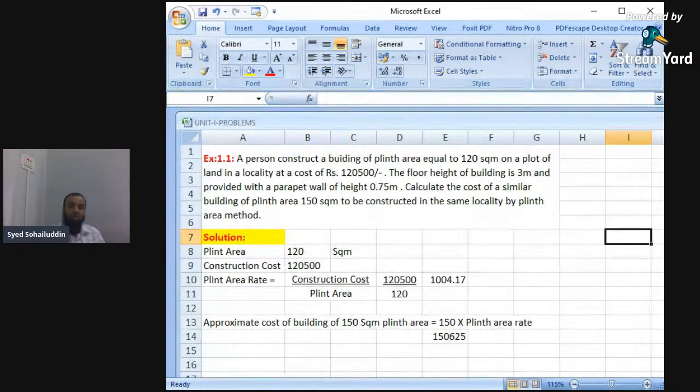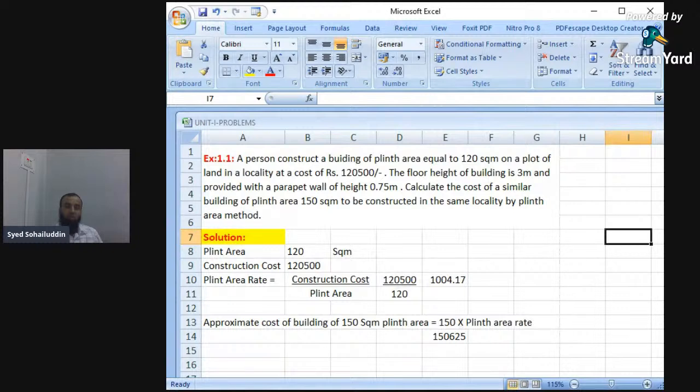As it is the plinth area method, the height is not considered. In the cubic content method, we consider the height of the structures, or height of the parapet, but in the plinth area method, there is no use of this height 0.75 meters. So it is just to confuse. The floor height of the building is 3 meters and the parapet is 0.75 meters. There is no use of these two dimensions, that is the height of the building and the height of the parapet wall. It is just to confuse because we are finding it by the plinth area method. If it is done by the cubic content method, at that time this height matters. So the plinth area is nothing but 120 square meters.